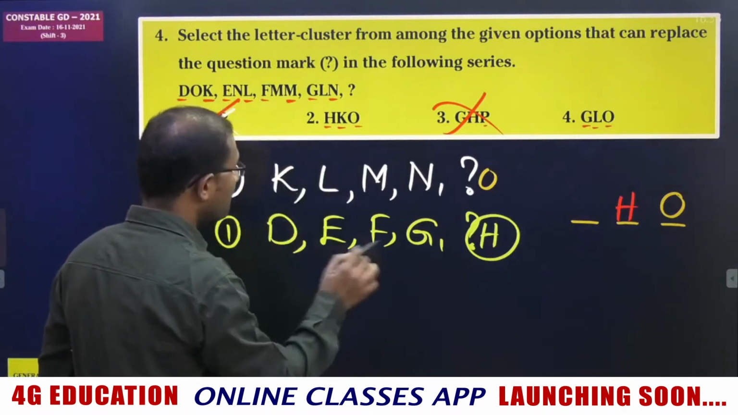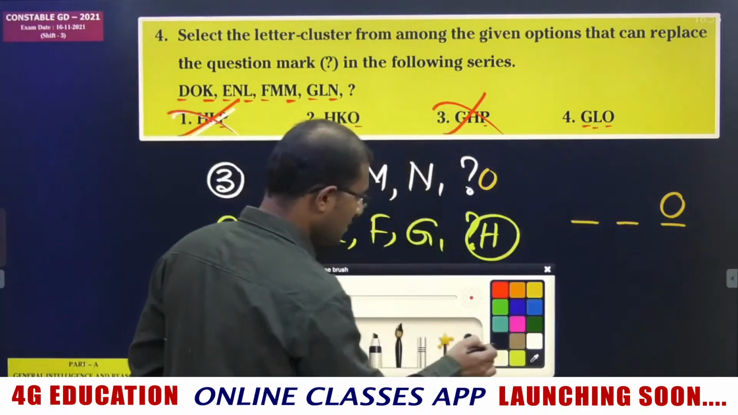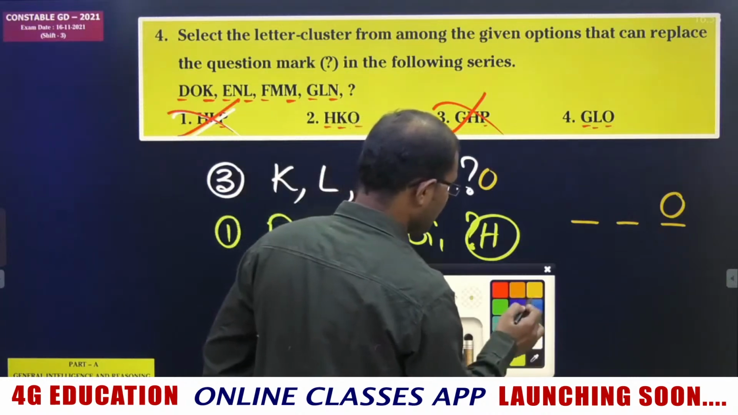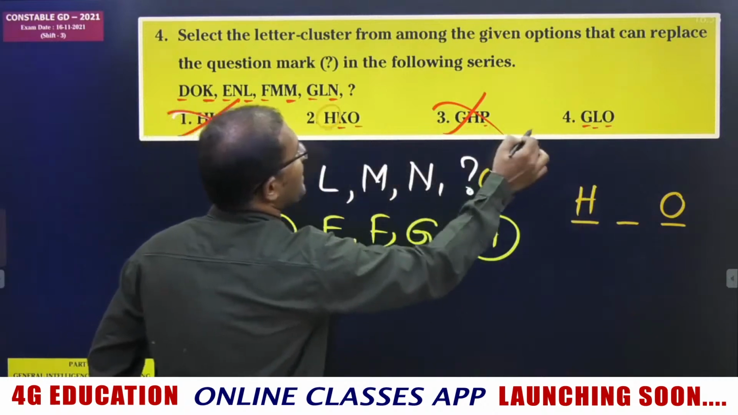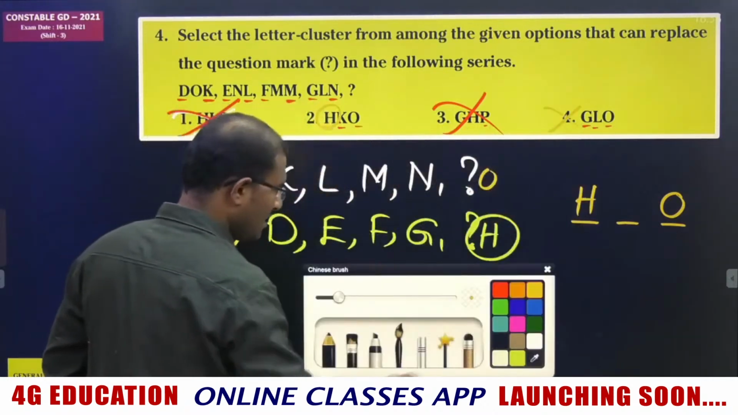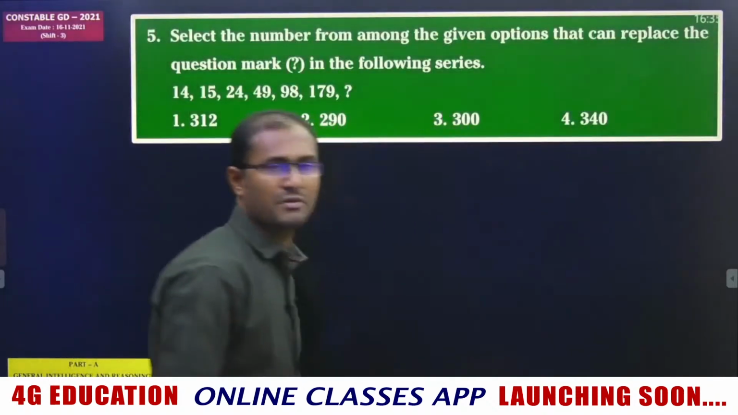Okay, so we try to find out the first letter. That's why H has to be present in the first place. Here we have H, here we have G. It means the fourth option is eliminated. Now we are left with only the second option. It means the second option would be the right answer for this question.